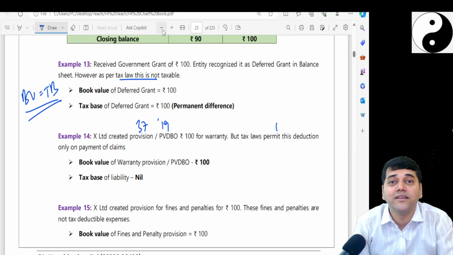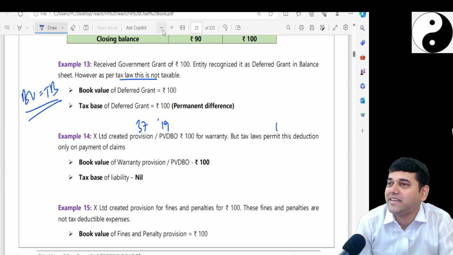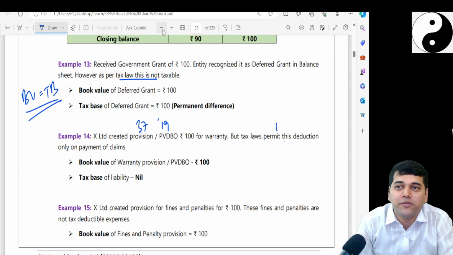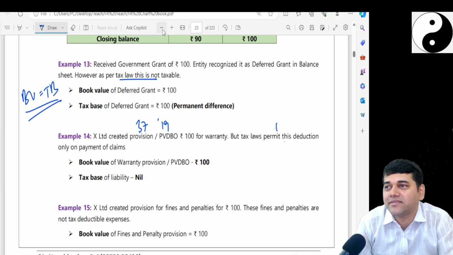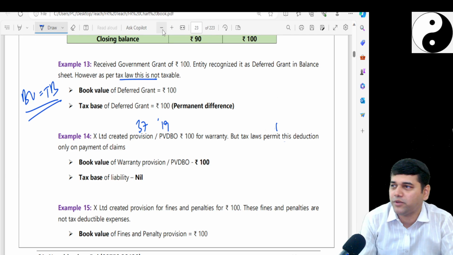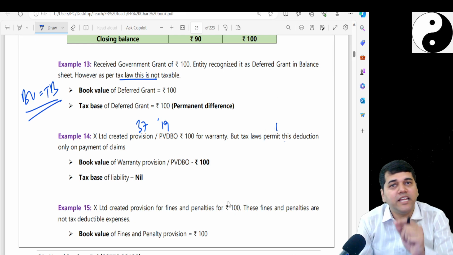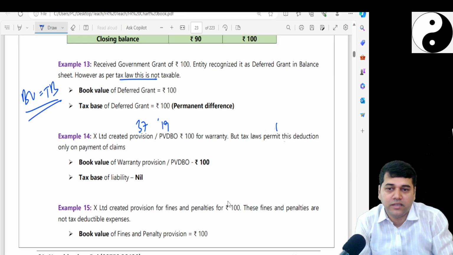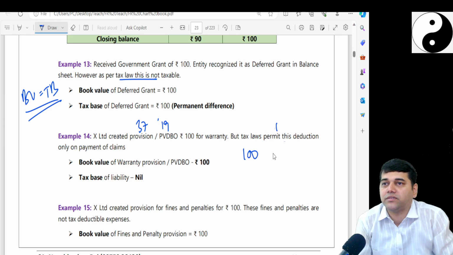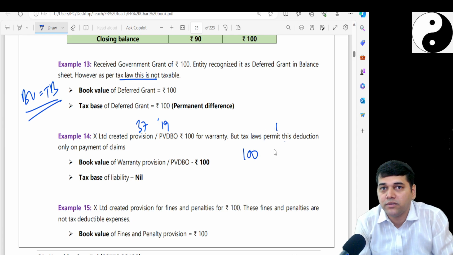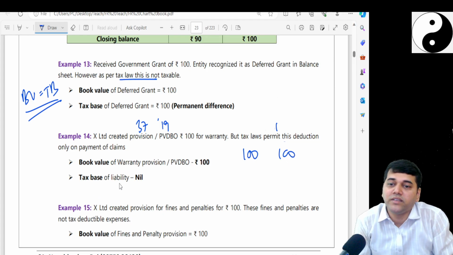What accounting entry did you pass for making a provision for PVDBO? What expense is it? Employee benefit expense? Current service cost. Okay. Anyhow, you can call it by any name. Your accounting entry is current service cost to provision. In that, is any item of the balance sheet sitting? Yes. How much? 100 rupees. Did you recognize it there also? Yes, 100 rupees. Now, what is the tax base of the liability?